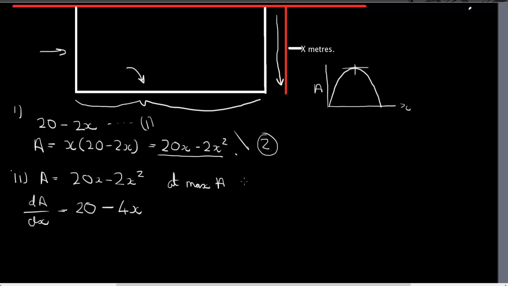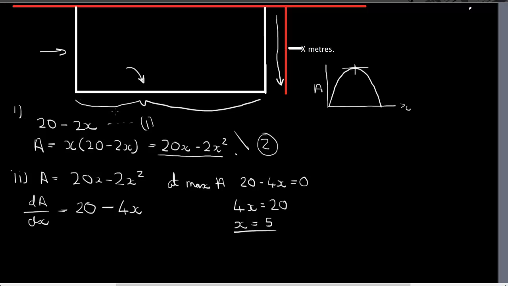equals 0, so 20 minus 4x equals 0, which means 4x equals 20, which means x equals 5. We'll get another mark for that. So now we've found x. For the maximum area, we've found x, which is 5.